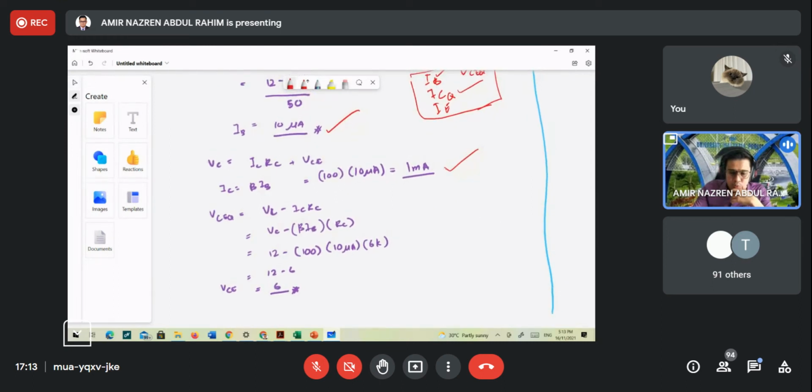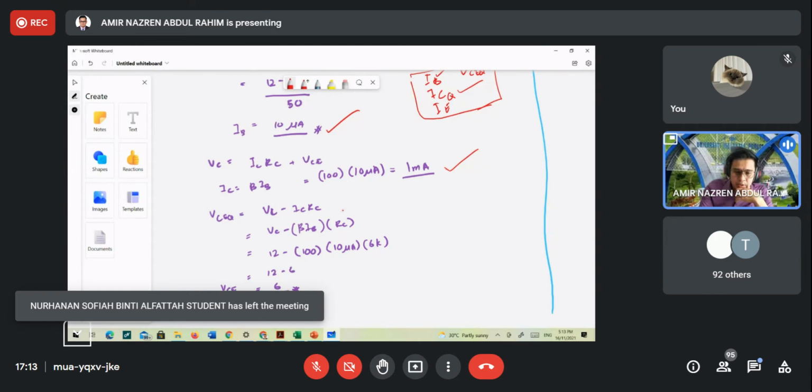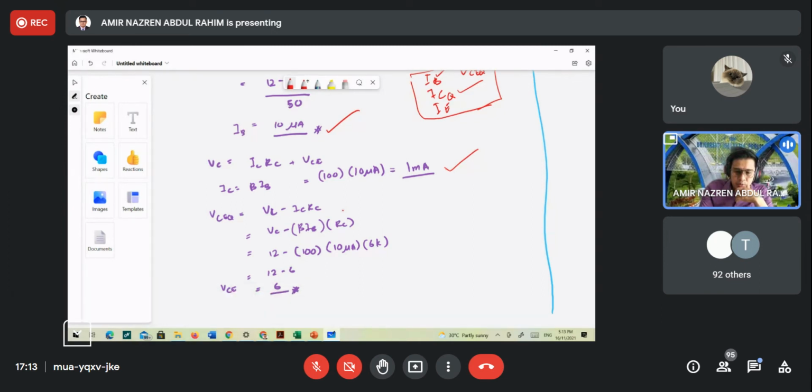All right, to search for VCE, by replacing IC RC over here, we get VCE equal to VC minus IC RC. We already know IC is 1 milliamp times the 6K. We get a value here, and 12 minus this, we get 6. 12 minus 6 equals 6. So we get VCEQ, the VCE Q point, equal to 6 volt. Don't forget the units.